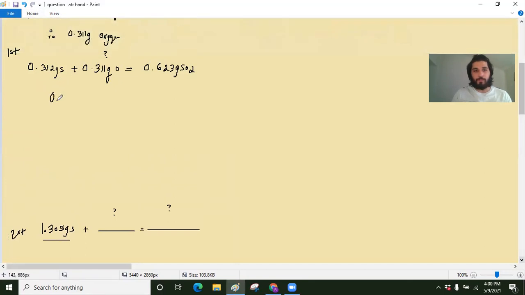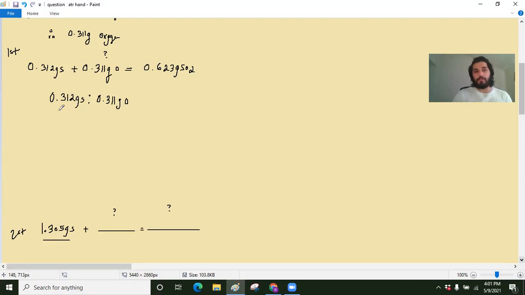So we have 0.312 grams of sulfur needs 0.311 grams of oxygen. And that is our proportion for this chemical reaction. This proportion works, but we want to have it in terms of 1. So if you want to figure out how much oxygen any amount of sulfur needs, you want to first figure out how much 1 gram of sulfur needs in terms of oxygen. That's information you can use.